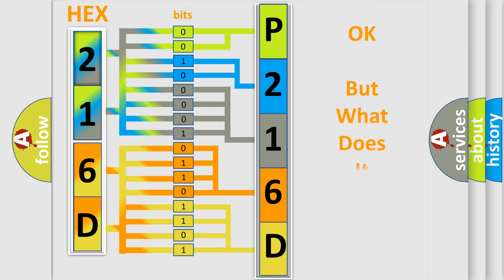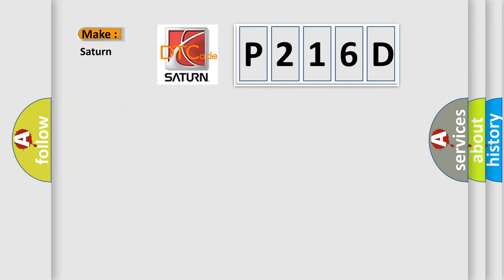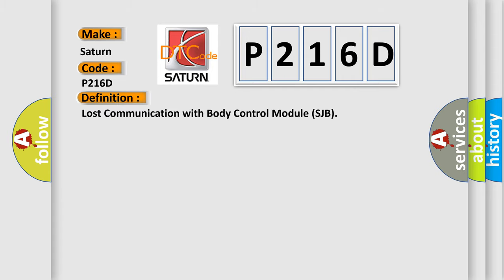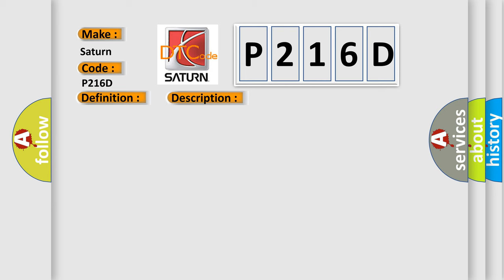The number itself does not make sense to us if we cannot assign information to what it actually expresses. So, what does the diagnostic trouble code P216D specifically mean for Saturn vehicles? The basic definition is lost communication with body control module SJB. And now this is a short description of this DTC code.